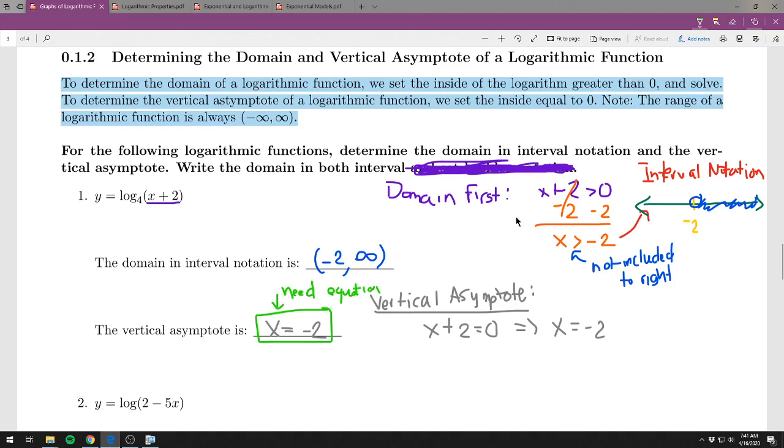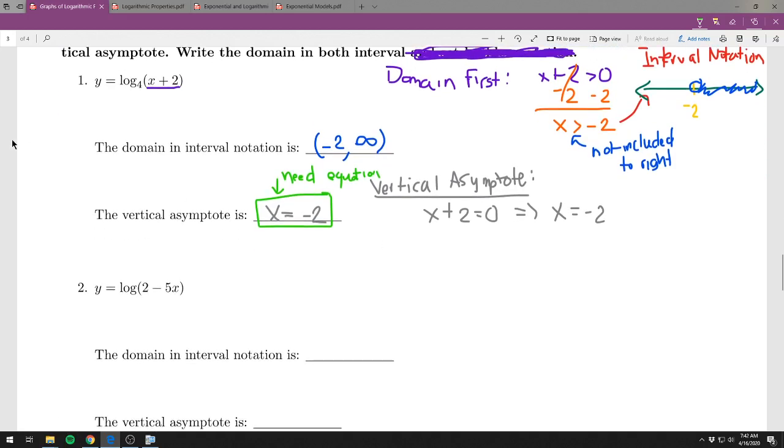Right, but if you do the domain and you solve it out properly like this, you're going to take the same exact steps in solving the vertical asymptote. You're always going to get that same number. So if you do the domain first, you'll actually knock out the vertical asymptote as well. The problem with doing the vertical asymptote first is it doesn't tell you which way to shade in for the domain. If you only get x equals -2, it could be to the right or the left, and you don't want to just guess that. So do the domain first, get the asymptote afterwards.